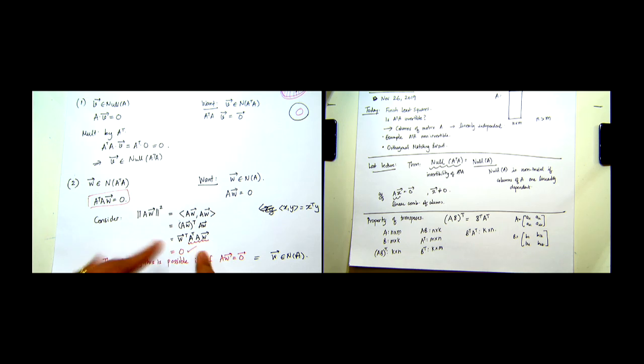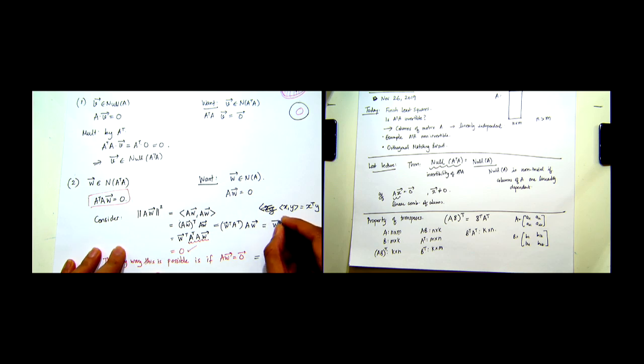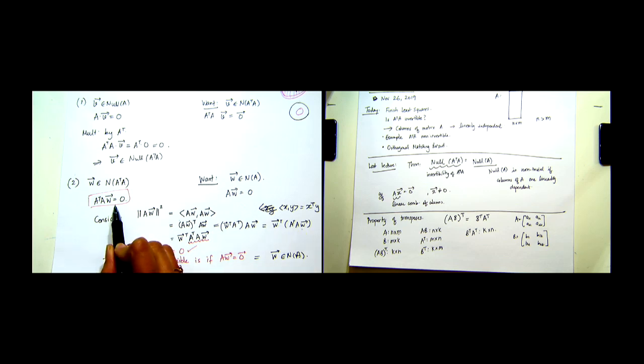But now I can use the fact that matrix multiplication is associative. And instead of thinking of W transpose A transpose, so if I write this out in one more step, this is W transpose A transpose times AW. But I can write this out as W transpose times A transpose AW. Right? I'm just changing the order of the multiplication. But what do I know about A transpose A times W? It's 0 because W is in the null space of A transpose A. That's how I got that step. Does that help? Okay. Yes, question?